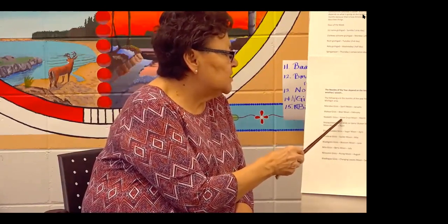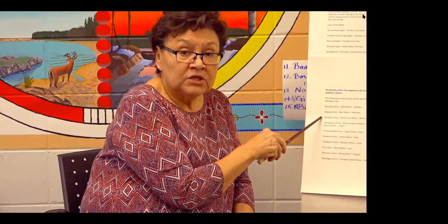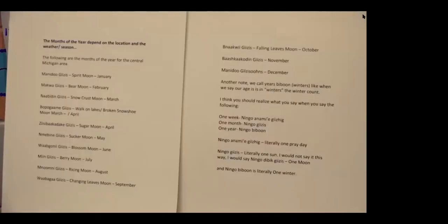March, nabdingizis. Nabdin is the snow crust moon. What happens in March is sometimes we have rain and then it gets cold, so the snow gets crusty on the top. So that's how you say that in the language. It's nabdin. You can actually walk on top, if you're not as heavy as I am. The kids could walk on top. I remember walking on top of the snow and the snow would be really, really deep, but you wouldn't fall through because it's crusty on the top. So that's Nabdingizis, snow crust moon.